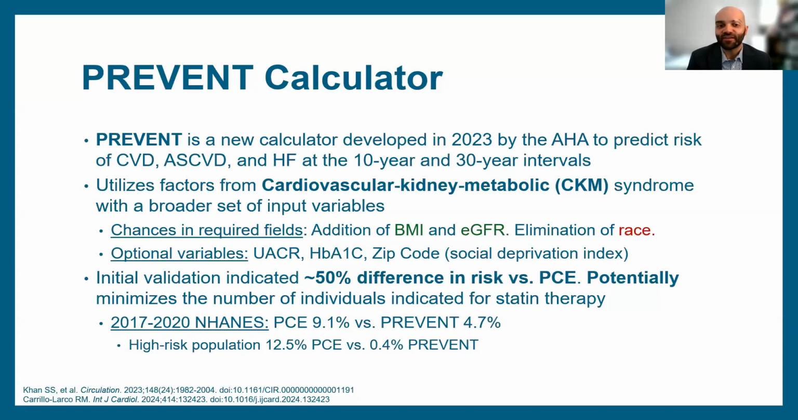So you can actually now in the Prevent calculator add in BMI or eGFR to create a more customized risk profile, as well as it does not include race. However, it does include things like a social deprivation index. So you actually put in a patient's zip code as an optional field. You can put in their A1C or their urine albumin creatinine ratio and really start to get that accurate picture for the patient.